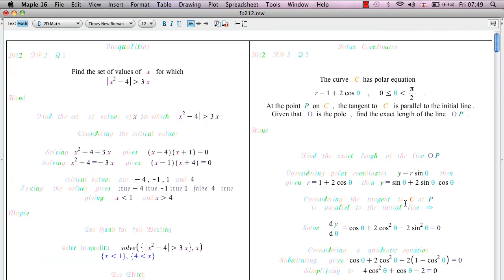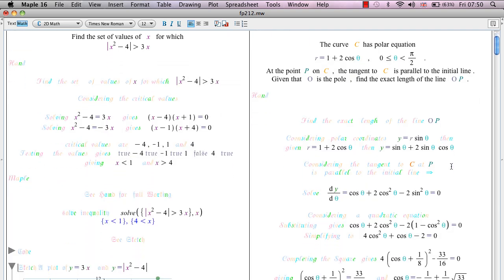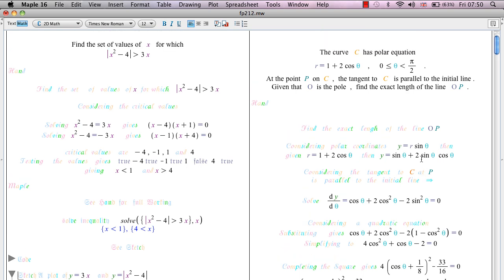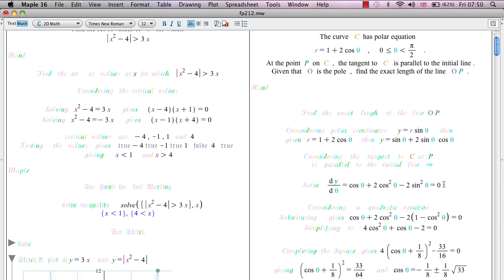Question 2, polar coordinates. We are given a polar equation and some information of a tangent to find the length of OP. So considering polar coordinates, the y coordinate will be r sin theta. So substituting our polar equation for r gives an expression for y, and then considering the tangent is parallel, then dy d theta will be 0.